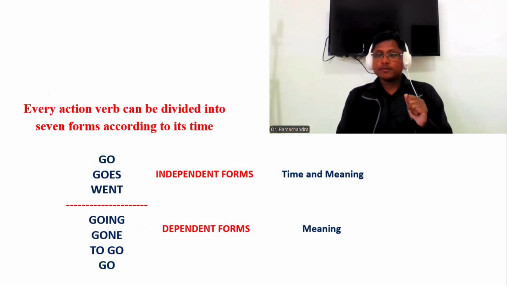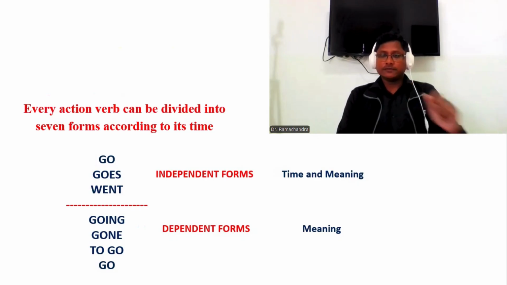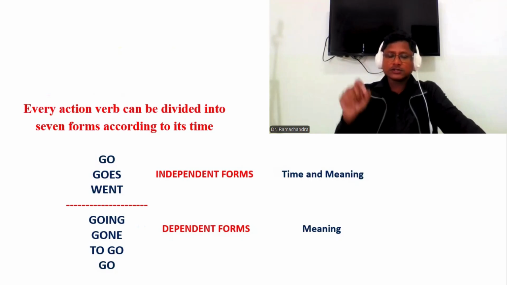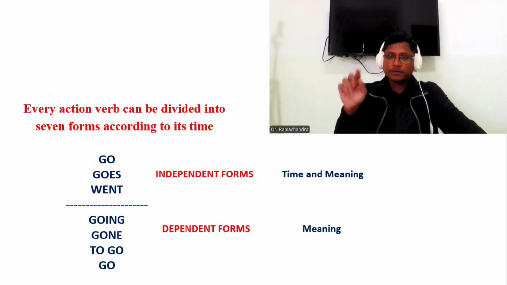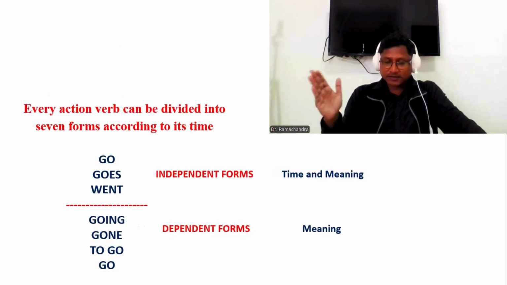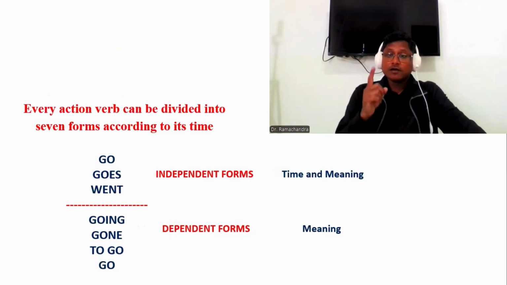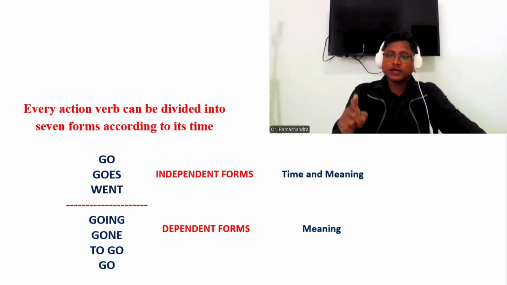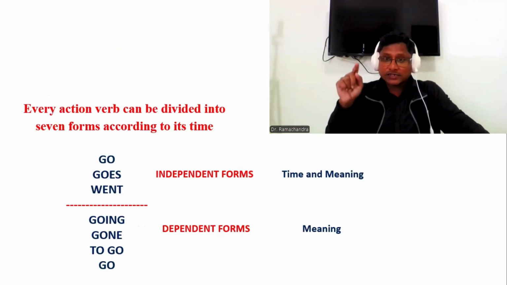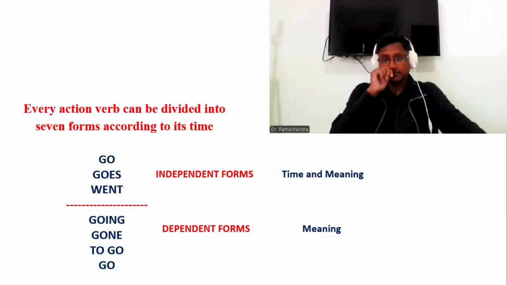The next form is used with the third person singular. He goes. He cooks. She works. Look at this. When you use this form, you can understand that the form has meaning. At the same time, that form has time. And it doesn't depend on any helping verb which has time. Without depending on any helping verb, this form gives complete and absolute meaning. You can understand that it is present and also it has meaning.